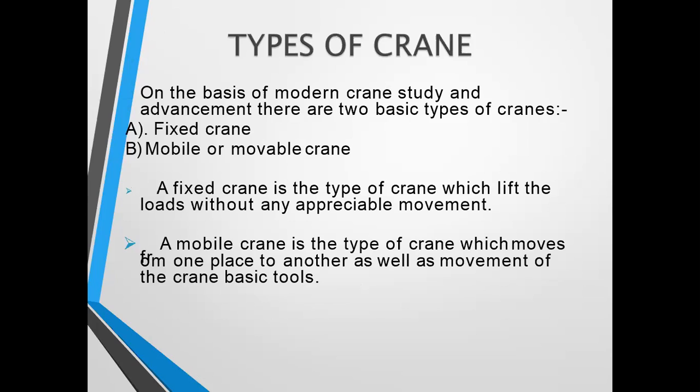A fixed crane is the type of crane which lifts the load without any appreciable movement, whereas the mobile crane is the type of crane which moves from one place to another place, as well as movement of the crane's basic tools. Like if you see the truck crane, which moves from one place to another place, where the requirement of crane is needed. So the mobile crane is small, and the fixed crane is used for big applications.